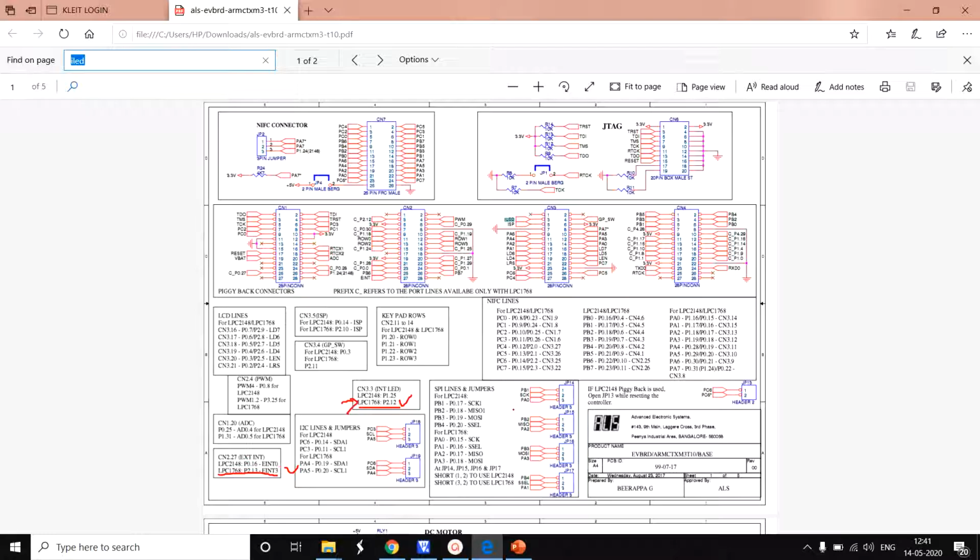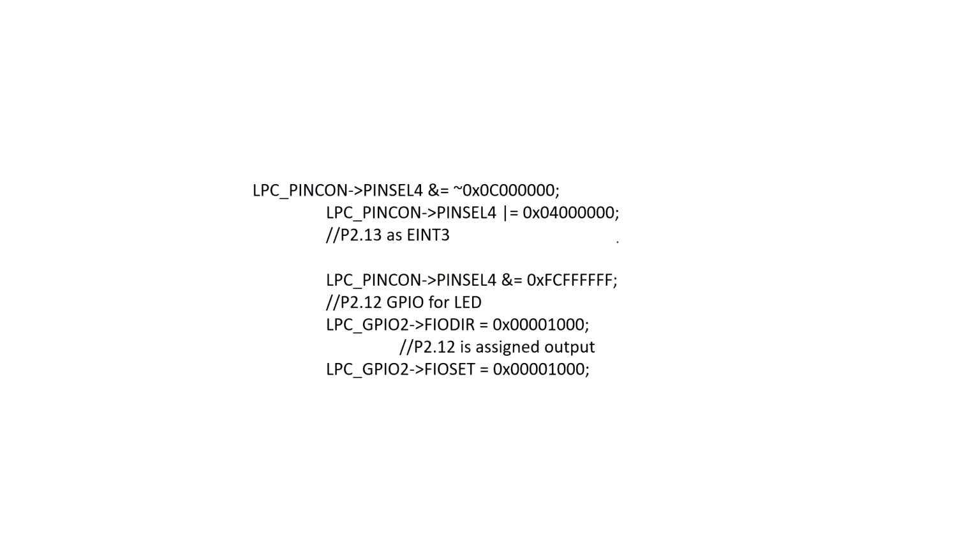Correct? So we have to use P2.12 and P2.13. Among these, P2.13 is an input and P2.12 is an output. These are the two pins that are used for programming. Now we should know how to program this.